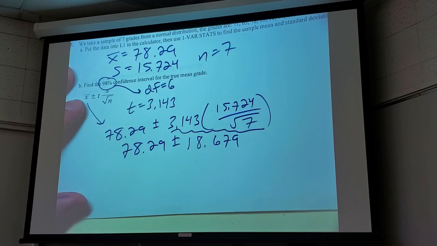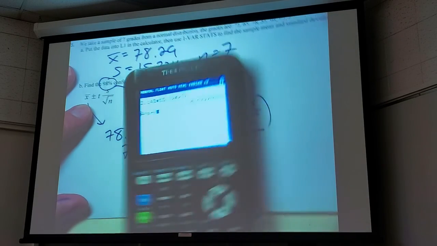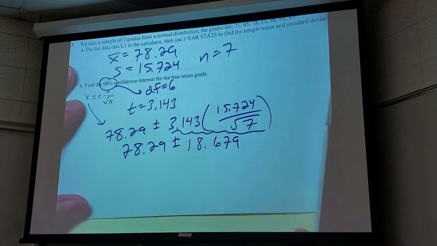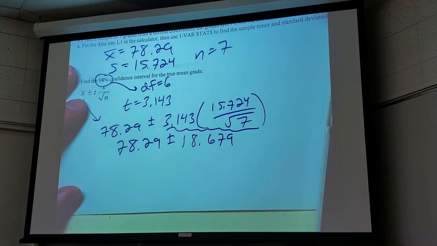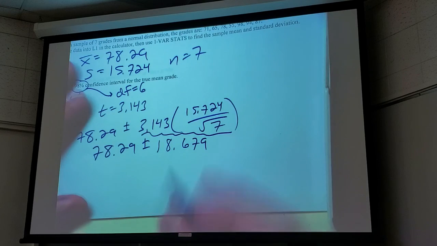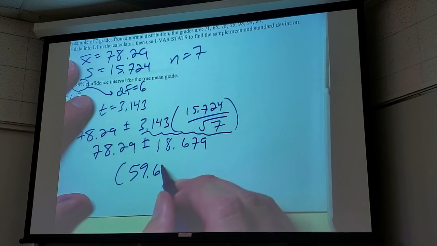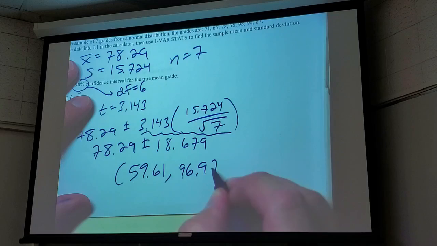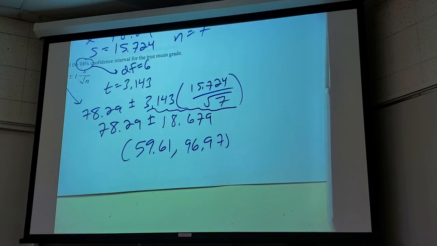That's 18.679, yeah. Times 3.143, yeah, 15.724. So then I would do 78.29 minus that, 78.29 plus that, and I get 59.61 up to 96.97. Oh my God.